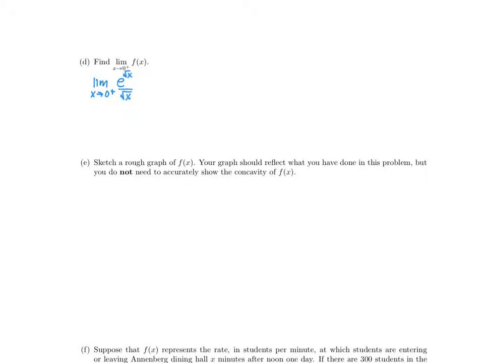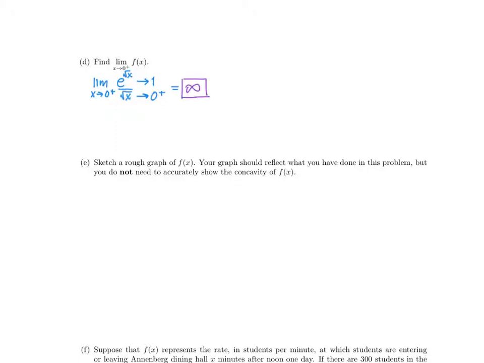As we approach 0 from the right, e to, well, root x. If x is approaching 0 from the right, root x is also approaching 0 from the right, and e to the root x is approaching 1. Now, the denominator, root x, well, if x is approaching 0 from the right, root x is approaching 0 from the right. So we have something that's going towards 1, that's finite, small but finite, and something that's approaching 0 from the positive side. This means that this limit is going to be positive infinity.